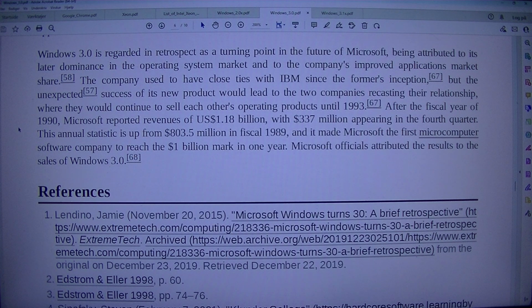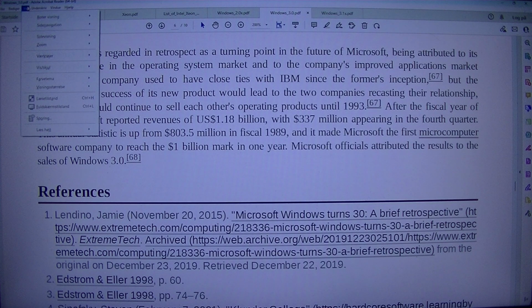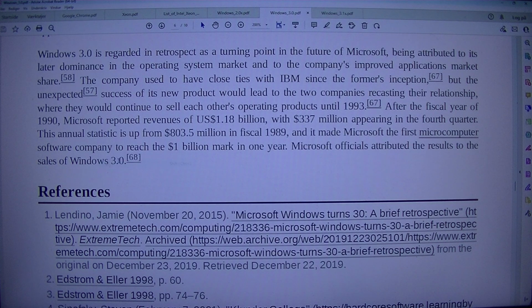After the fiscal year of 1990, Microsoft reported revenues of $1.18 billion, with $337 million appearing in the fourth quarter. This annual statistic is up from $803.5 million in fiscal 1989, and it made Microsoft the first microcomputer software company to reach the $1 billion mark in 1 year. Microsoft officials attributed the results to the sales of Windows 3.0. References.